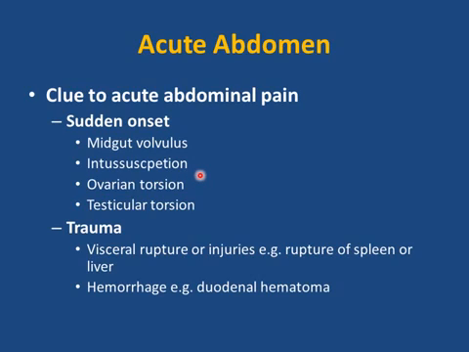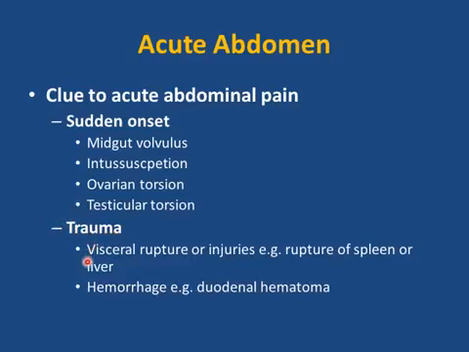Also, intussusception can present later in life if there is a leading point. Ovarian torsion: in any female presenting with abdominal pain, ovarian torsion must be in your differential. Any boy presenting with acute abdominal pain, the testes must be examined because of the possibility of testicular torsion as a cause of abdominal pain, and you have only a few hours to save it.